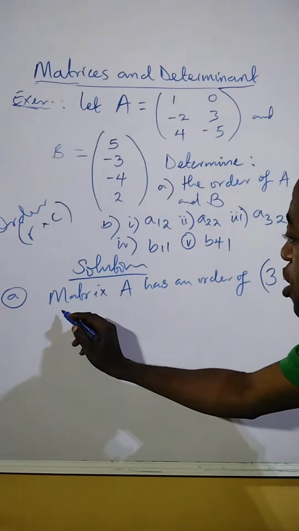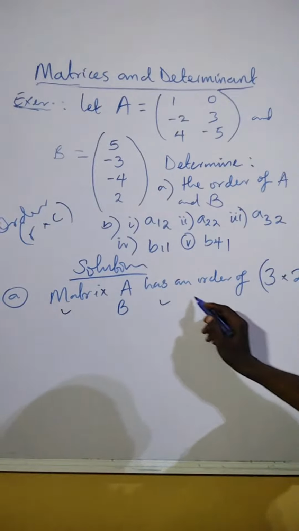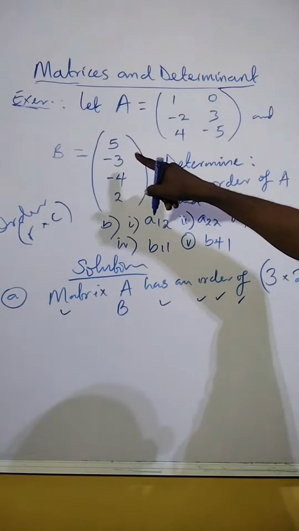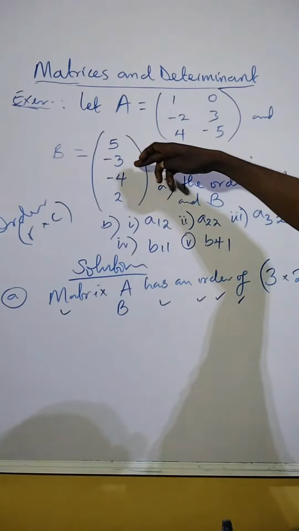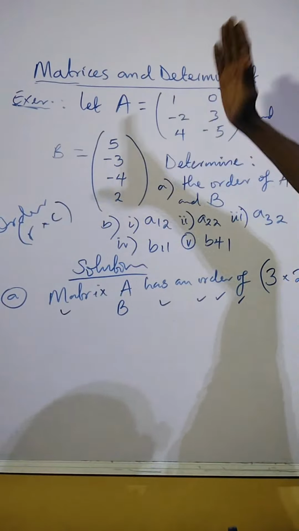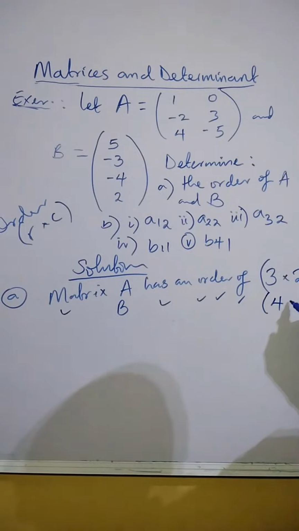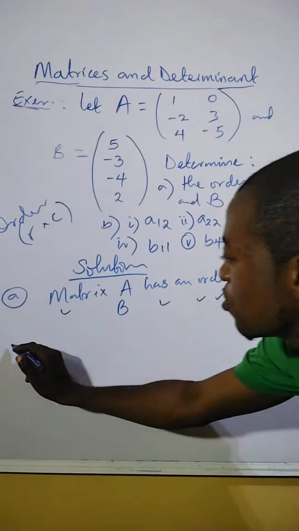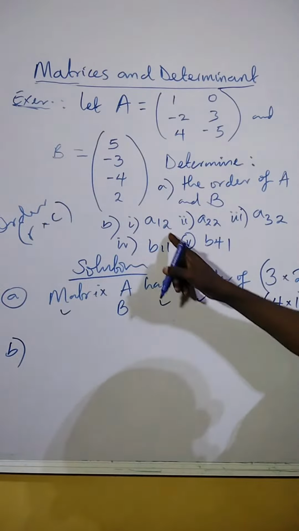And also matrix B has an order of, look at matrix B now. You discover that we have 4 rows and just 1 column. So we write this row by column, that's 4 by 1. Then question B now says that we should find the elements.